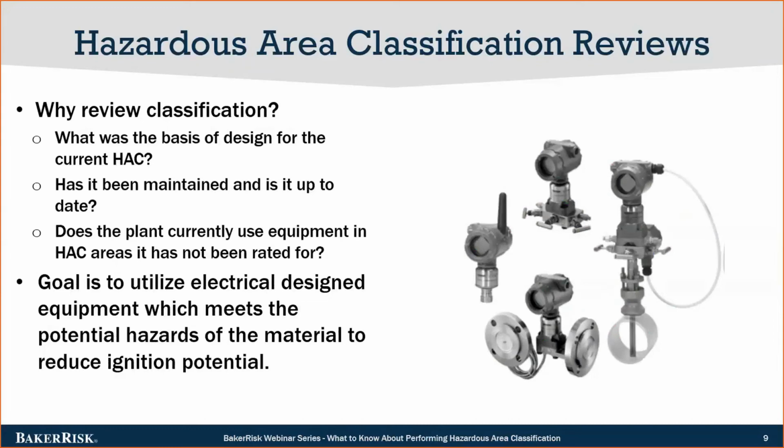There's changes in the process equipment. There's changes in instrumentation and process control. There are other things that the plant may want to consider. What is the hazardous area classification being used for? So while the goal is to utilize the appropriate electrical design equipment, which meets the potential hazards of the material to reduce the potential ignition, again, it's important that the things be current and they be kept in a review mode so we are all of the same understanding as we move forward.